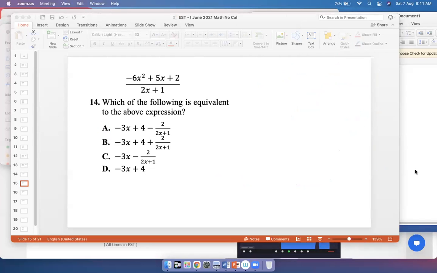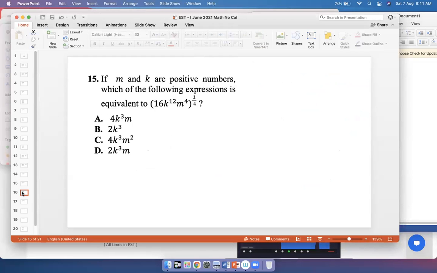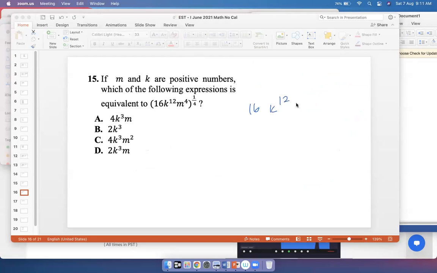Okay, so this is A. If m and k are positive numbers, which of the following expressions is equivalent to 16k to the power 12 m to the power 4 whole to the power 4? So 16 to the power 1 by 4 into k to the power 12 to the power 1 by 4, m to the power 4 to the power 1 by 4.